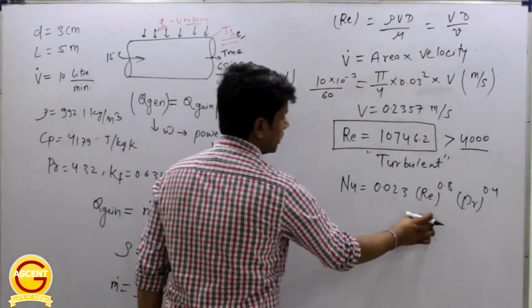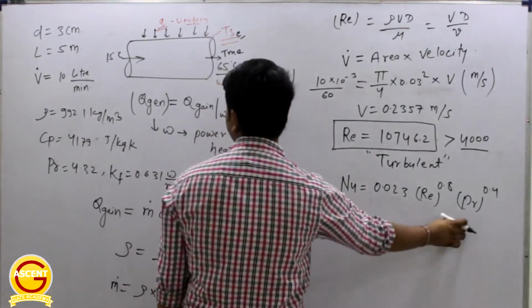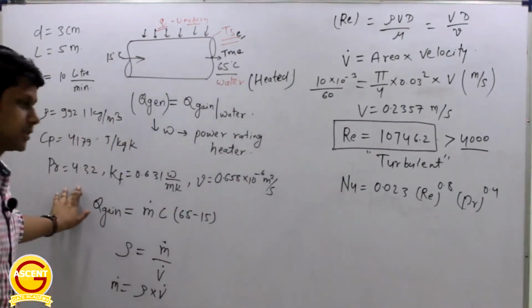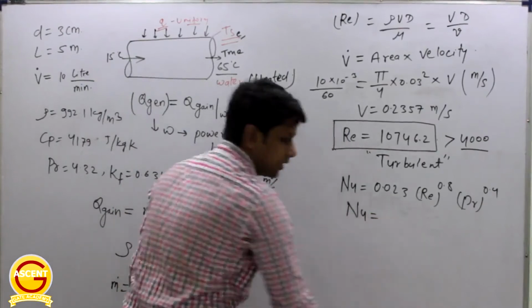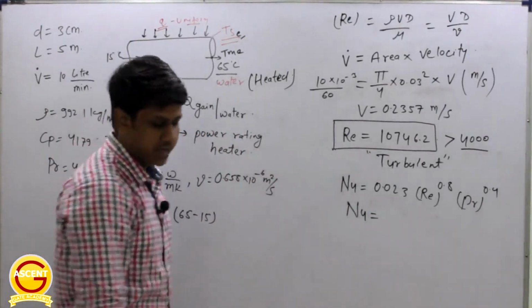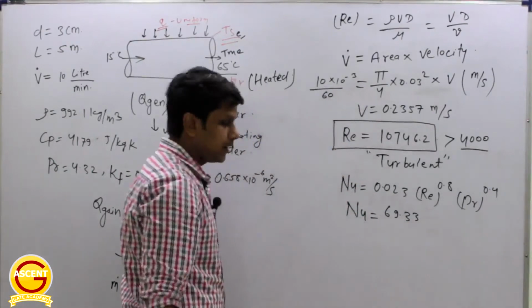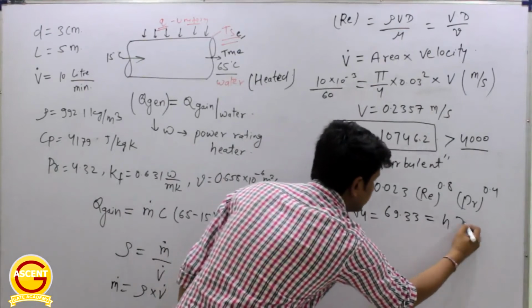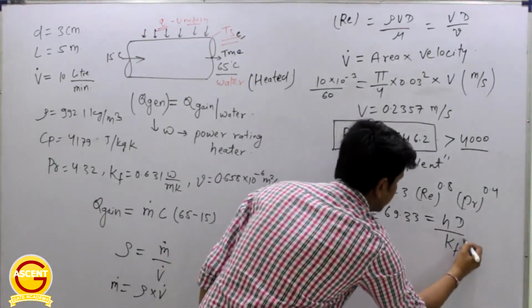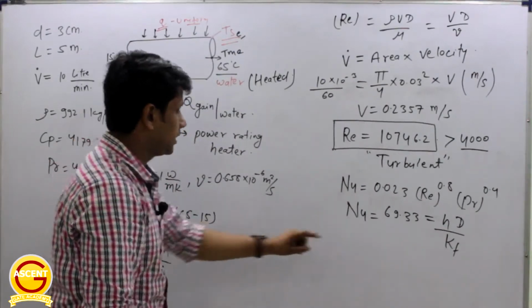You already know the value of this Reynolds number, it is 10746.2. Prandtl number is given as 4.32, right? So you can easily calculate this Nusselt number and it will be equal to 69.33. Right? And what is the Nusselt number formula? It is H into D divided by K fluid. D value you already know, it is 3 centimeter. Kf is given as 0.631.